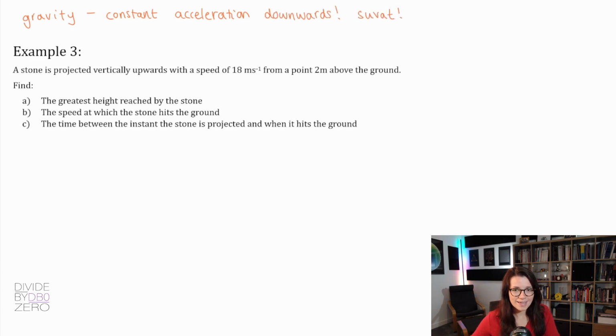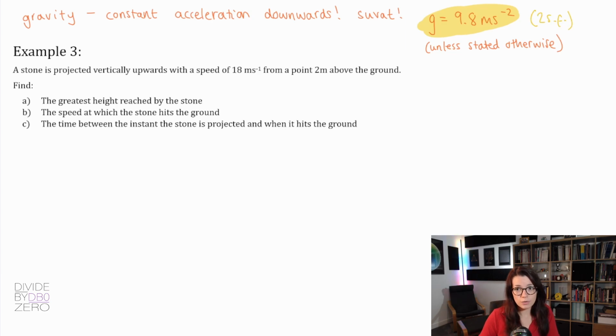And we always take acceleration due to gravity as g equals 9.8 meters per second squared, unless stated otherwise. Now, g equals 9.8 has been rounded to 2 significant figures. So for any questions where you use g equals 9.8, you should also round your final answers to 2 significant figures as well, unless stated otherwise.